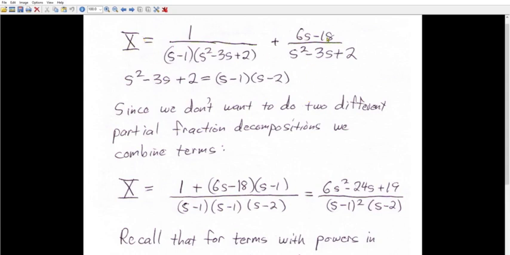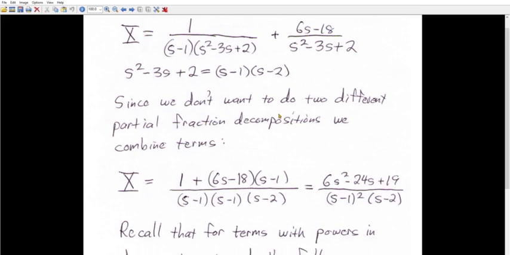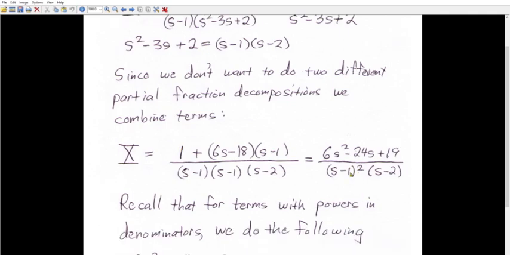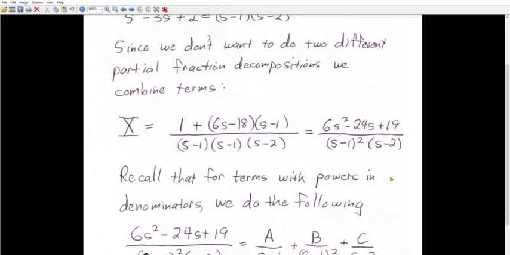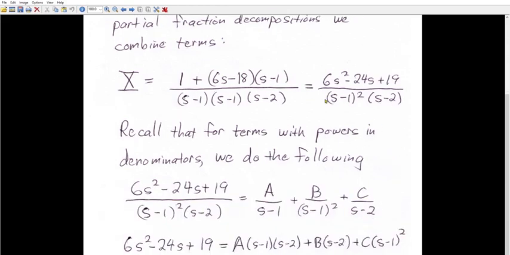So this thing gets multiplied by s minus 1 over s minus 1, and we pick up a 6s minus 18 times s minus 1 from this term, a 1 from this term, all over s minus 1, which is this s minus 1, this factorization here. And now when you multiply out the top, you get 6s squared minus 24s plus 18 plus 1 is 19 over s minus 1 squared times s minus 2. Now what we've got here that we haven't seen before is a term that's squared.